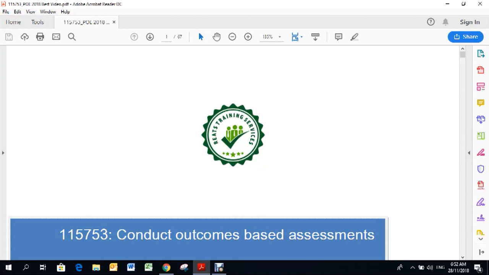The actual name of the course is called Conduct Outcomes-Based Assessment, which is leveled on NQF level 5 and carries 15 credits. So it's 115753. This is the course or the unit standard that you're doing, right?